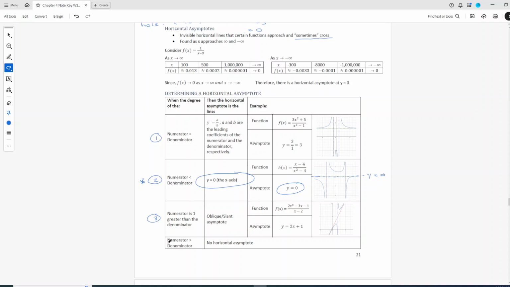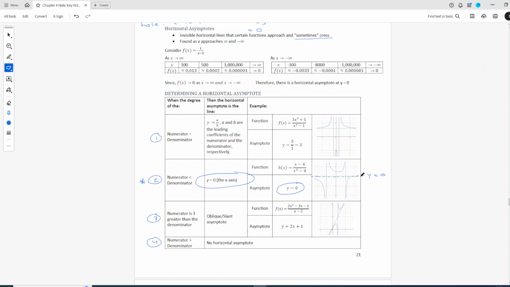And lastly, when the numerator is more than 1 degree greater than the denominator, then you don't get a horizontal asymptote. So these are your 4 options for horizontal asymptotes. The only one we are going to do is number 2. We had to cut it somewhere. Sketching rational functions is super complicated, so let's just take one win.